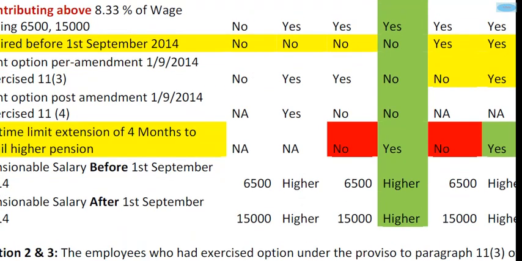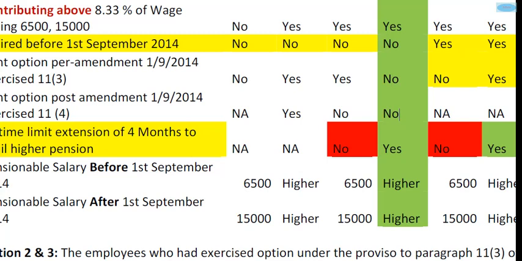Now joint option post-amendment: not applicable for the first option because he is contributing only up to the wage ceiling. Second, yes, he has exercised the option. So he has exercised the option under pre-amendment and post-amendment. This third option he has exercised, but he did not exercise the post-amendment option. The fourth person has neither exercised the option under 11.3 nor 11.4.